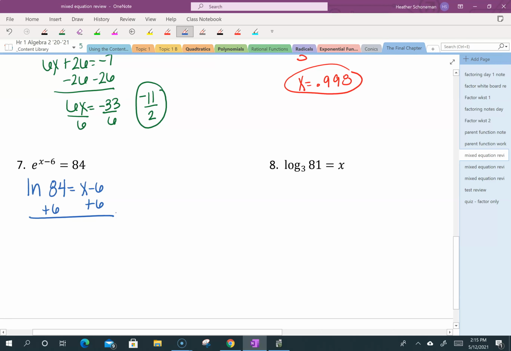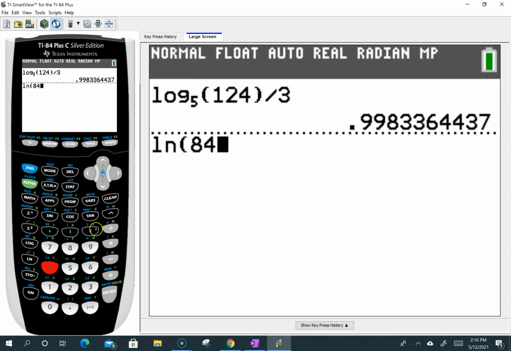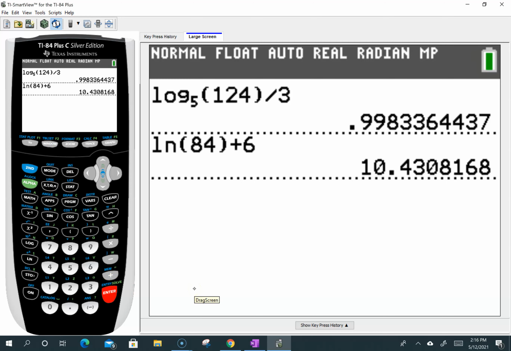Okay, so when I put that in my calculator, natural log is over here, so I'm going to do the natural log of 84. I have to close my parentheses before I do the plus 6. And my final answer to 3 decimal places is 10.431.